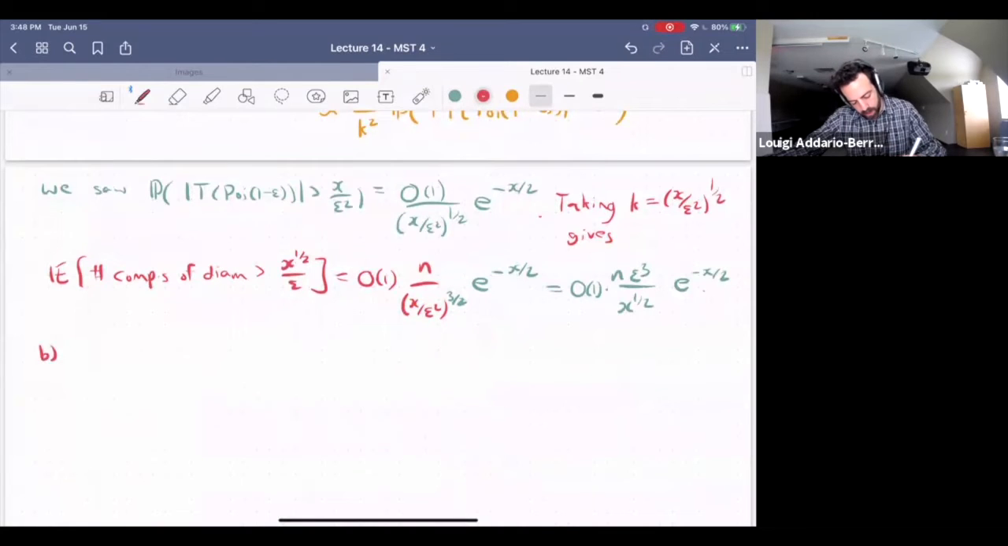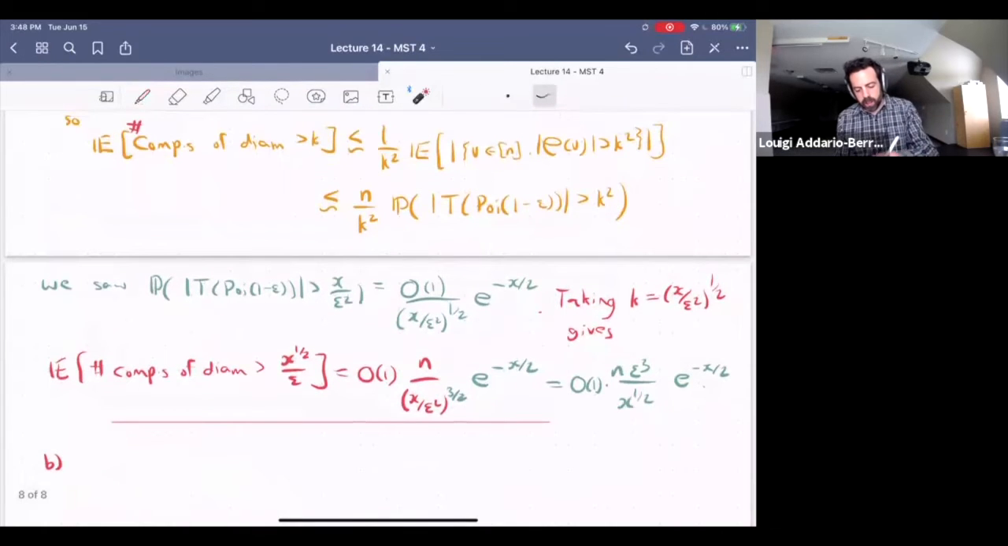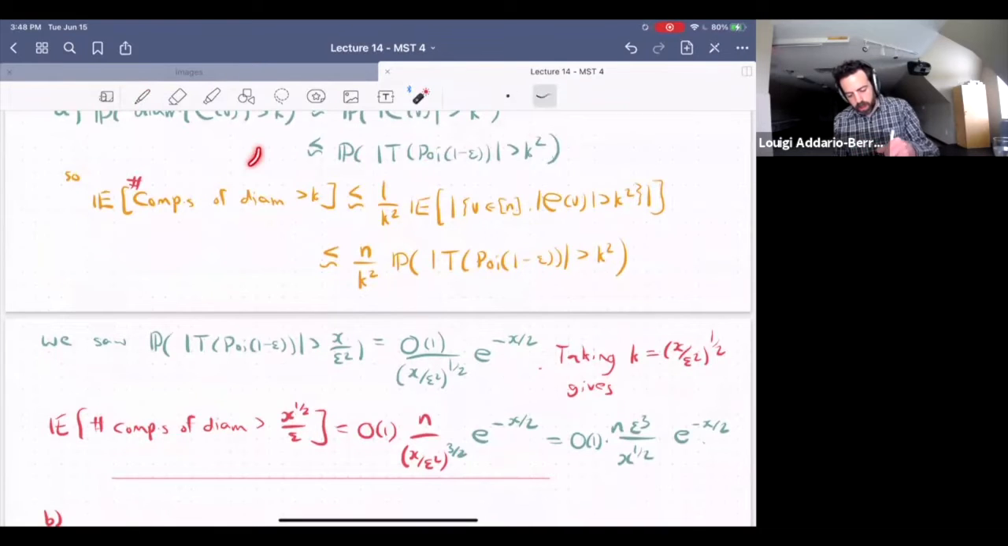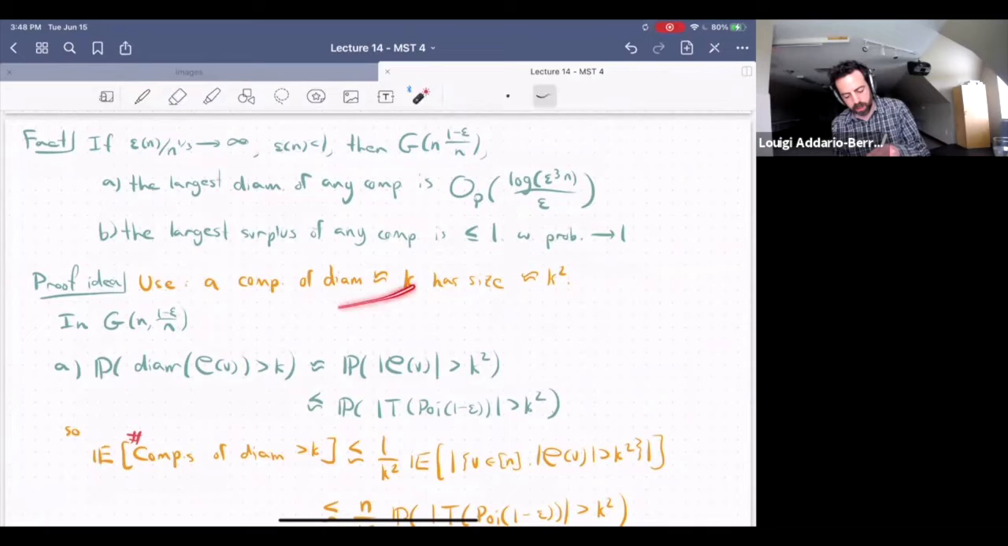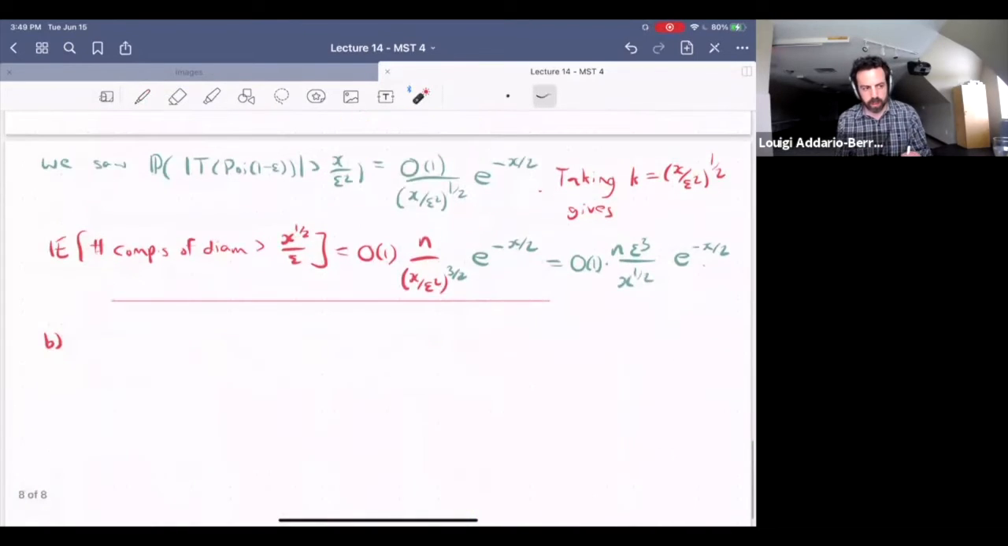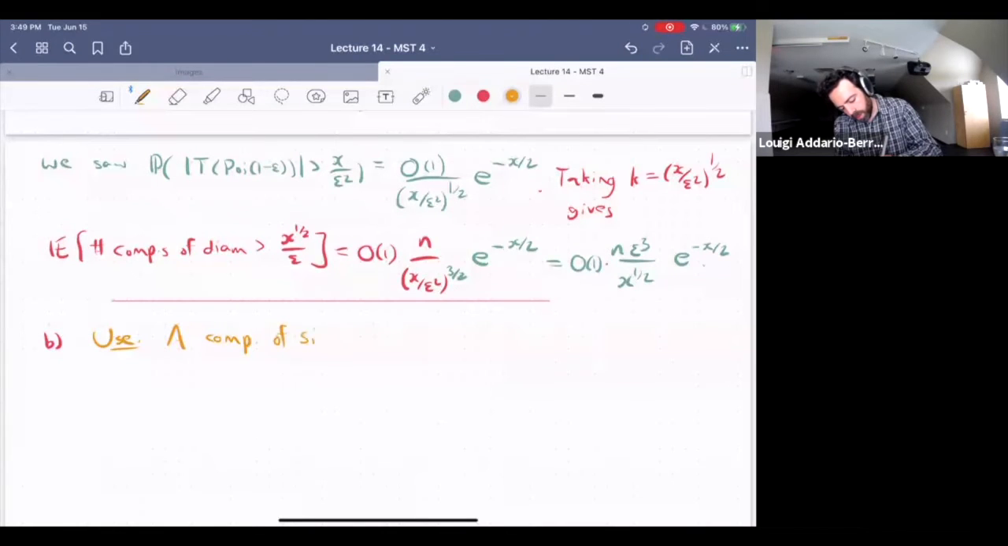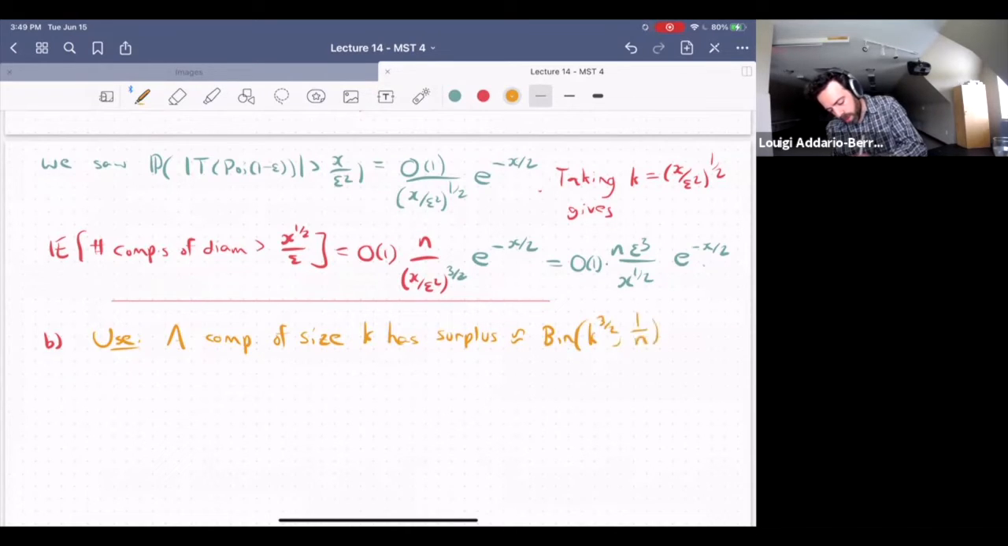For the second, the ideas are similar. They're maybe a little bit easier, but let me go through it. We're going to continue to use the upper bound on a component size, but we don't need this. This is just a statement about surplus and not about diameter, so we don't need this heuristic anymore. But I will use a slightly different heuristic, which is that a component of size k has surplus which is roughly like a binomial k to the 3/2 over n, or roughly a Poisson k to the 3/2 over n.